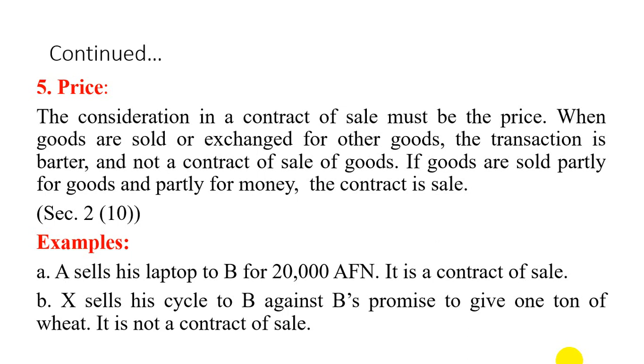If goods are sold partly for goods and partly for money, the contract is a sale. Example: A sells his laptop to B for 20,000. It's a contract of sale.